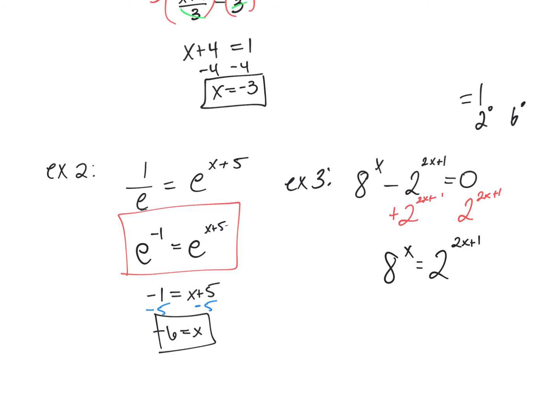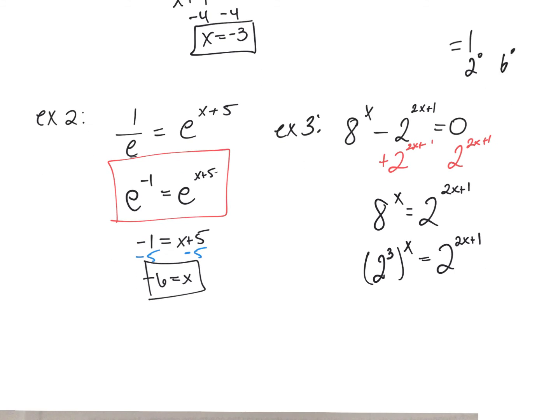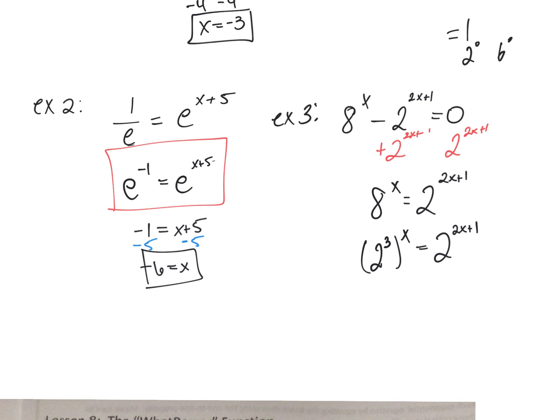Now I want to get my bases the same. So I need to write 8 as 2 cubed, because 8 equals 2 cubed. So 2 cubed to the x equals 2 to the 2x plus 1. And this is where I'm seeing a lot of people skip that critical step by not simplifying. 2 to the 3x equals 2 to the 2x plus 1.